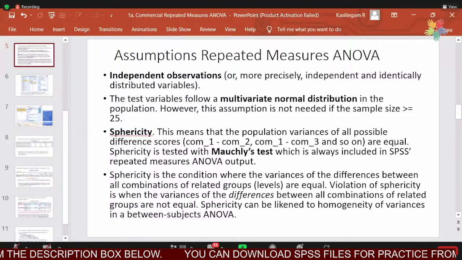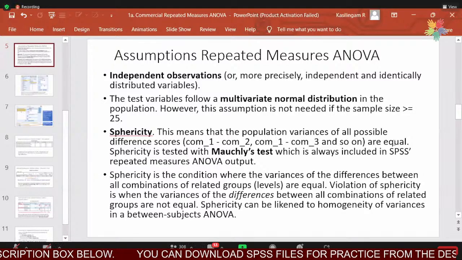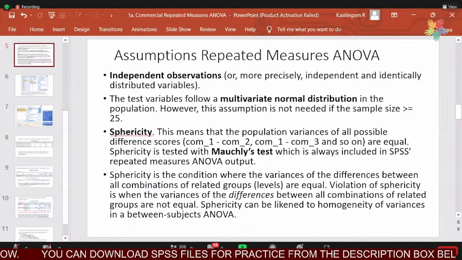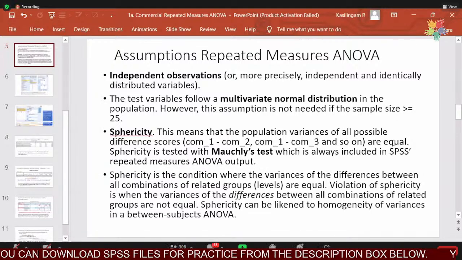Number 2, using 2 tests for the same thing is not advisable, sir.